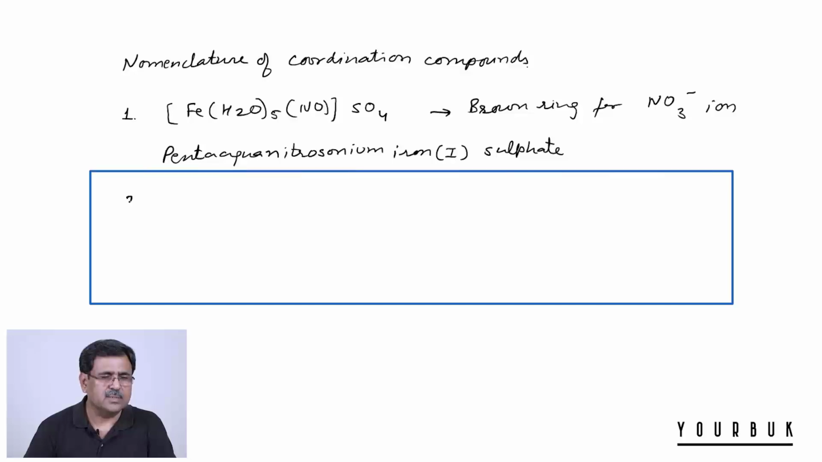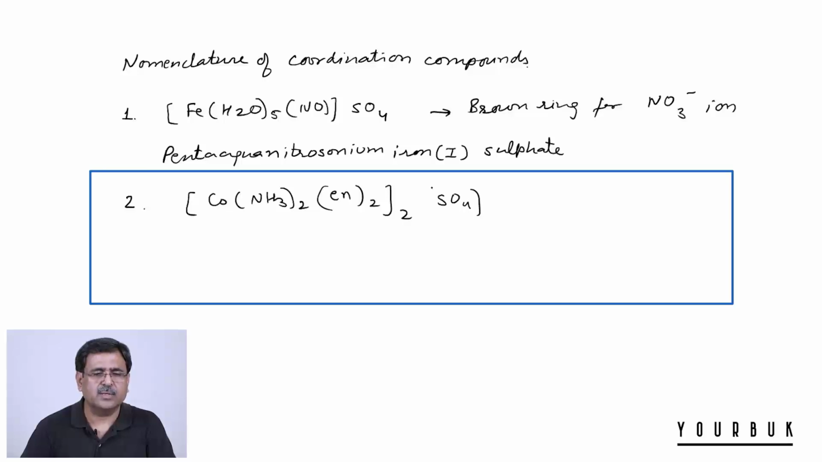Now, the second example is this. It is a cobalt complex, [Co(NH3)2(en)2]2(SO4)3. This is an example given of a coordination compound. In this case, first of all you have to identify what is your cationic part and what is your anionic part. So, we write them separately.